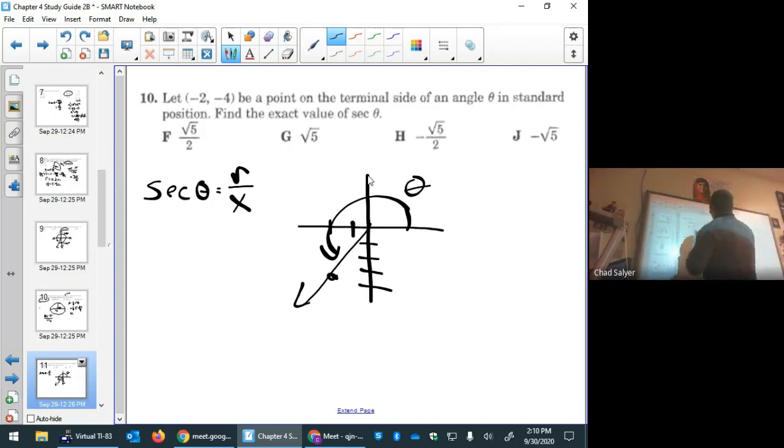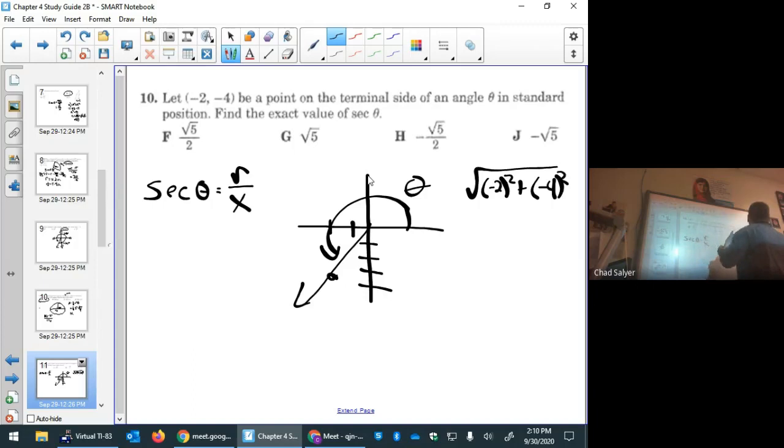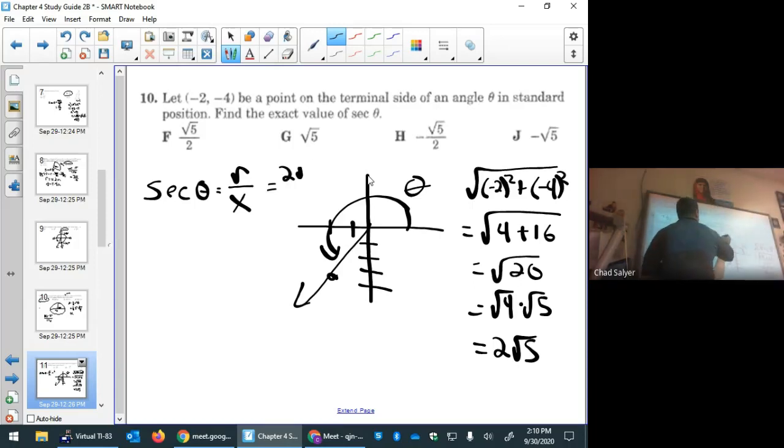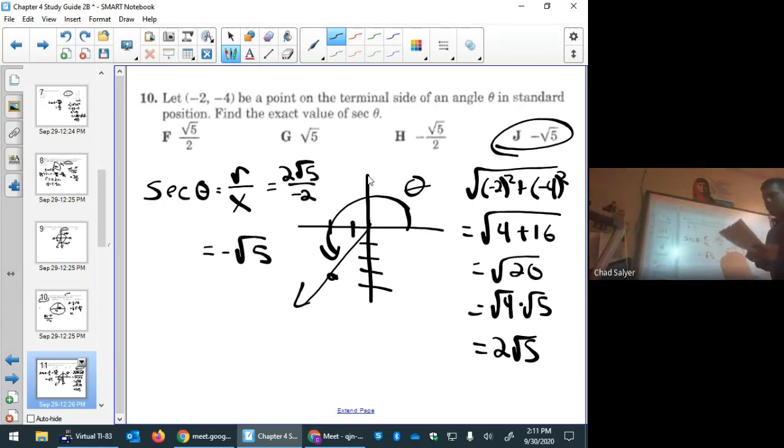So that's going to be the square root of x squared plus y squared. So that's the square root of 4 plus 16, which is the square root of 20, which is the square root of 4 times the square root of 5, factoring out the perfect square factor to get 2 times the square root of 5. So now I'm going to say 2 times the square root of 5 over negative 2 is going to be negative radical 5. J as in Juliet is the answer we're looking for there.